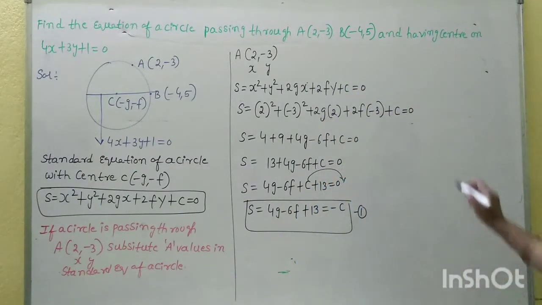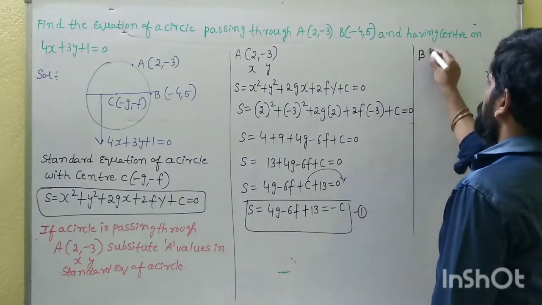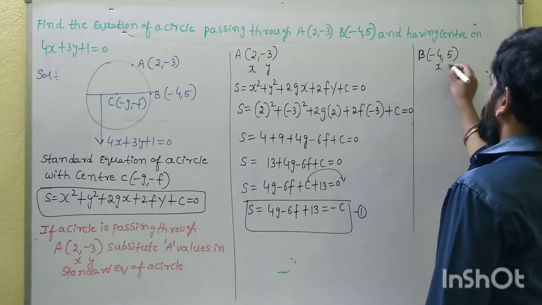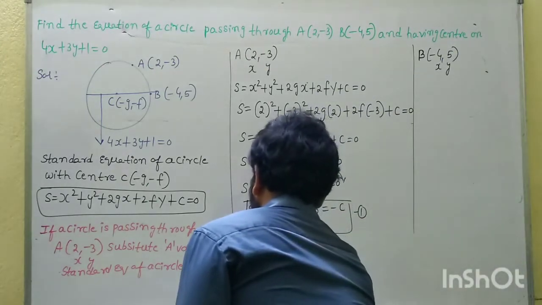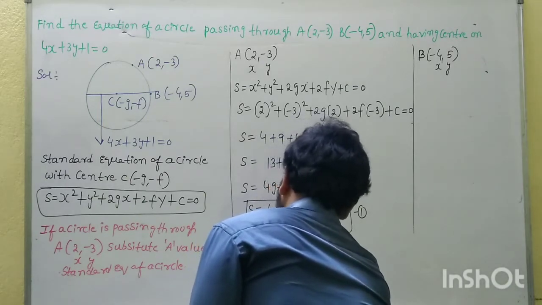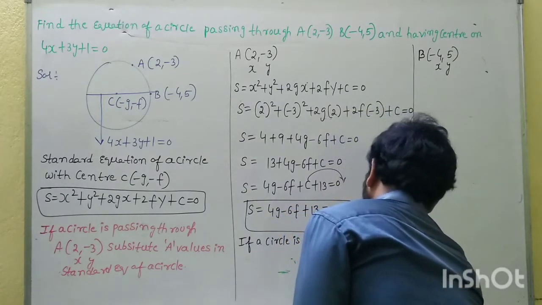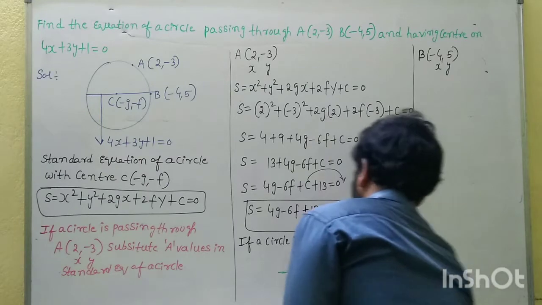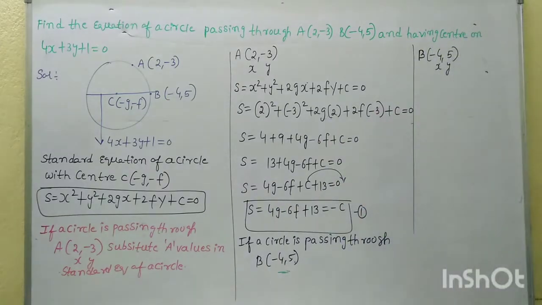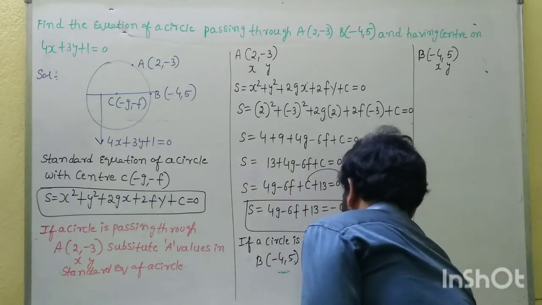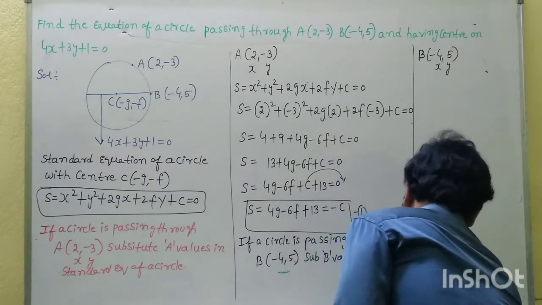Now substitute the point B also. The circle is also passing through B, which is minus 4 comma 5. Substitute is also x comma y. If a circle is passing through B, substitute B values in the circle.